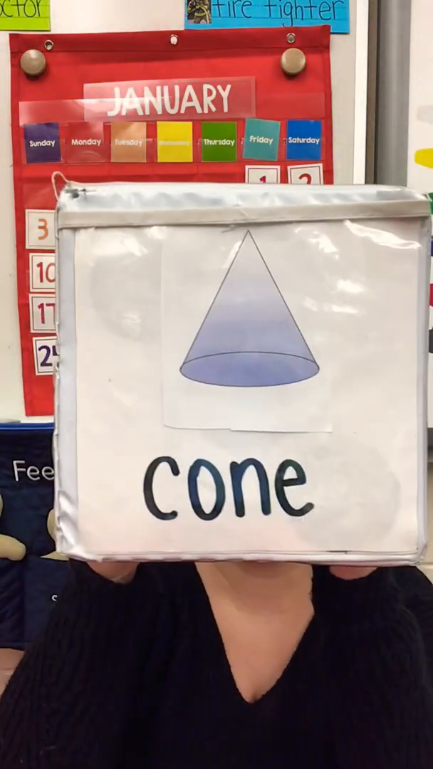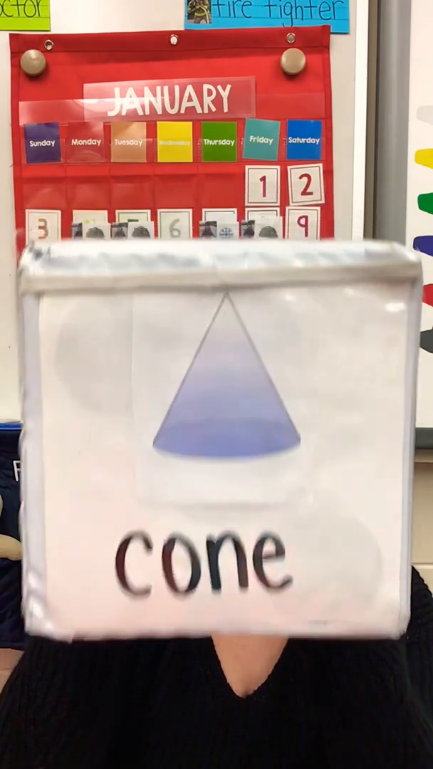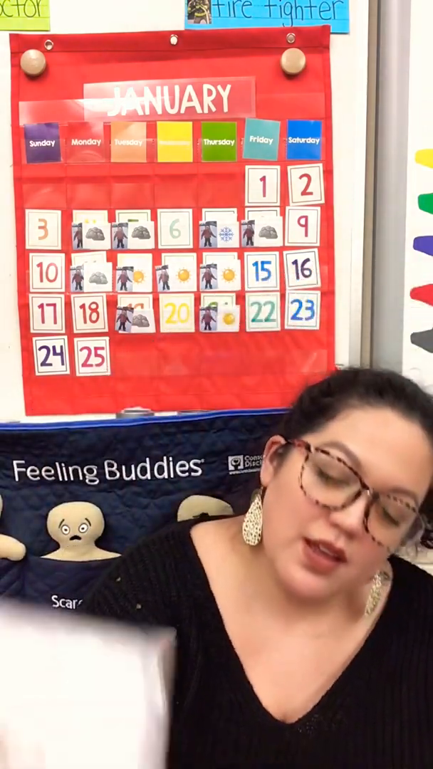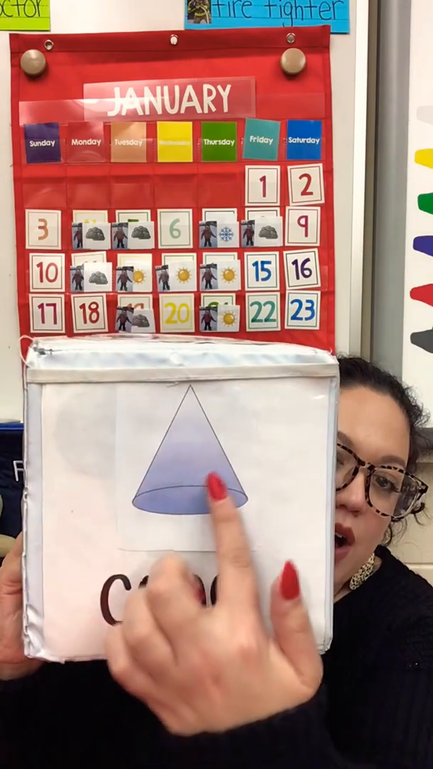The next one is a cone. A cone. Kind of like an ice cream cone. Now, I don't have any ice cream cones here in our classroom, but I do have this cornucopia, and it is a cone. A cone has a round end, and then it comes down to a point. Kind of like this one. See, it has a round bottom, but then goes to a point. That's kind of like my cornucopia here.